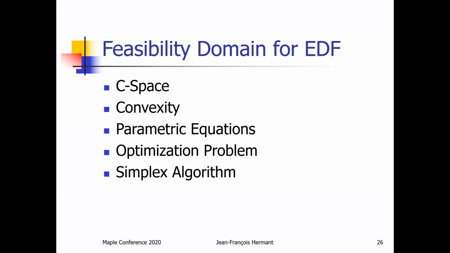Now I'll present the feasibility domain for EDF, which is a generalization of the classical result in real-time scheduling theory. I present the C-space, its convexity, and its parametric equations. We'll see how to define an optimization program and how to apply the simplex algorithm to eliminate all the redundant constraints and to provide an efficient and elegant computation of the feasibility domain for EDF.